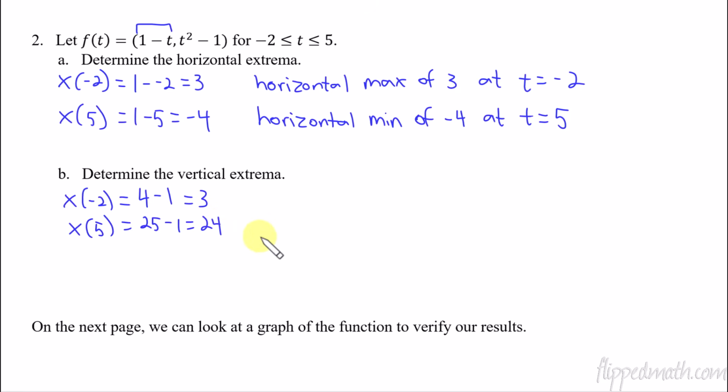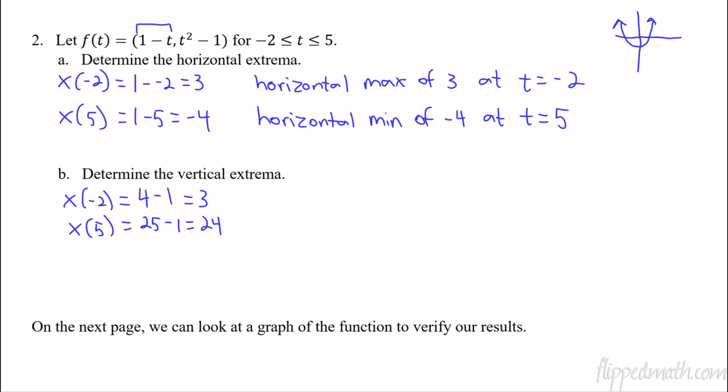So you might initially think, okay, this is a minimum of 3 and a maximum of 24. But that's not right, because you have to think about what this t squared minus 1 is doing. Not what f of t is doing, just the y component. If you think back to your algebra days where we learned about parabolas, t squared minus 1 is just a parabola shifted down 1, right? So what's the minimum value? That minimum is -1.